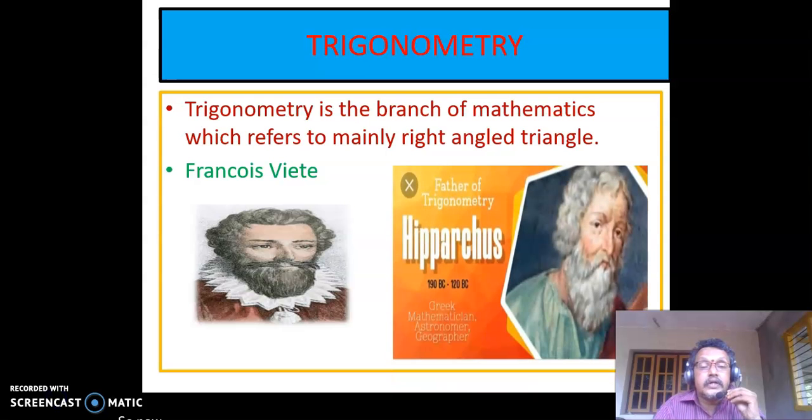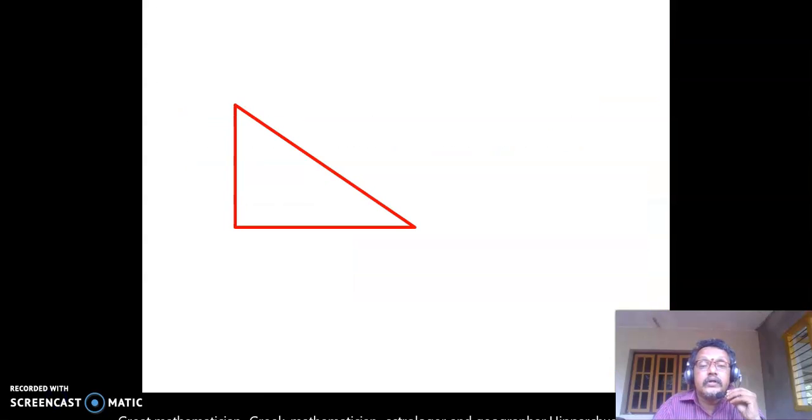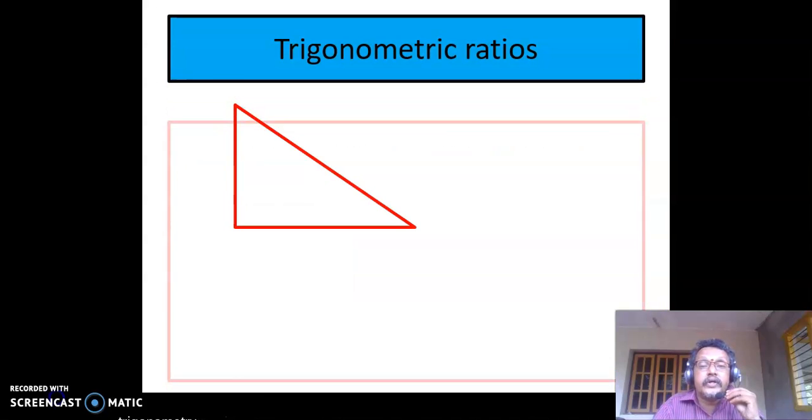After that, the great Greek mathematician, astrologer and geographer Hipparchus brought a tremendous change in trigonometry. Therefore, he is known as the father of trigonometry. Now let us consider the trigonometric ratios.